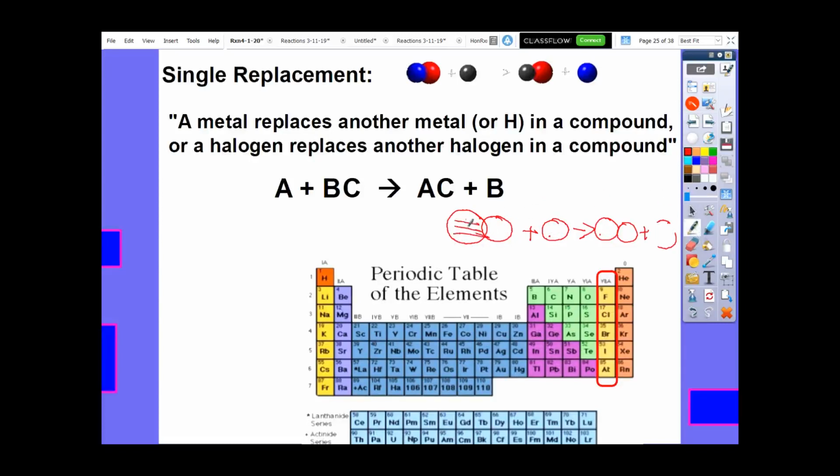I got straight lines, polka dots, vertical lines, and then I end up with vertical lines, polka dots, and horizontal lines. Notice I'm trying to do lines and lines because I've got a metal and a metal, or a halogen and a halogen. And I've got a visual for you here. I've got a reaction and a visual.